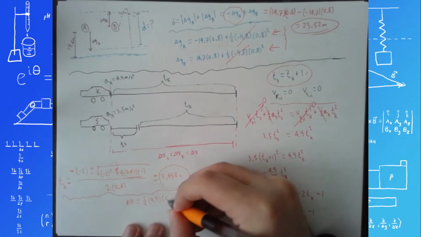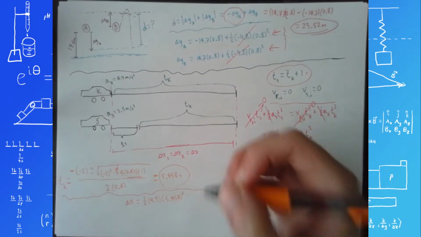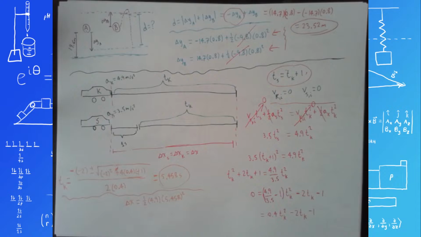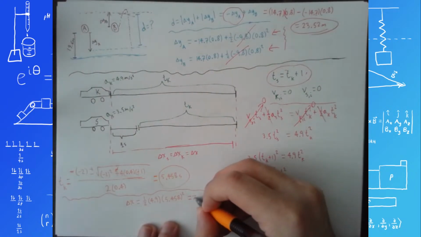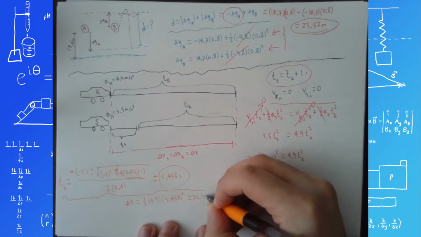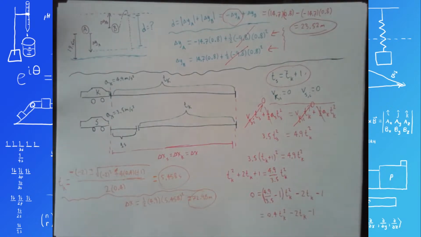times 5.458 squared, and that's half times 4.9 times 5.458 squared is 72.98 meters. 72.98 meters. So that's part B.